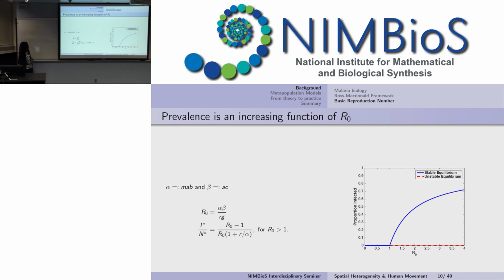And we can also easily calculate the prevalence of malaria in humans at equilibrium. So this is just the number of infected humans at equilibrium, or the proportion, I should say, of humans infected at equilibrium. So if you plot this as a function of R naught, you see that this is always an increasing function. And so this is going to be important for us later on.